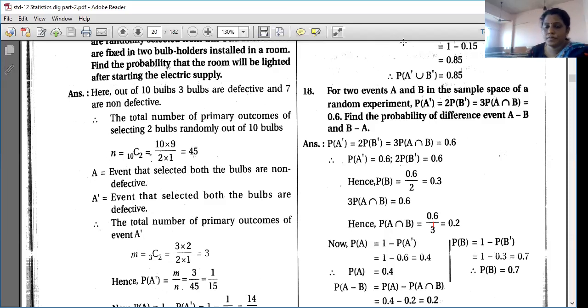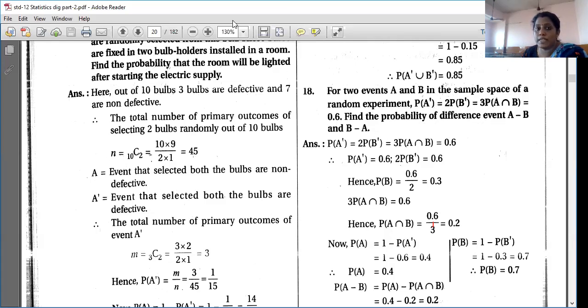Now see, here it is given that P of A dash equals 2P of B dash equals 3P of A intersection B equals 0.6. So the value of P of A dash is 0.6, all the values are 0.6, right? Equal to sign is there, and this is all. This is an important sum. Tick mark it, important in your textbook. So P of A dash is 0.6, 2P of B dash is 0.6, and 3P of A intersection B is 0.6. Now P of A dash is directly given, that is 0.6.